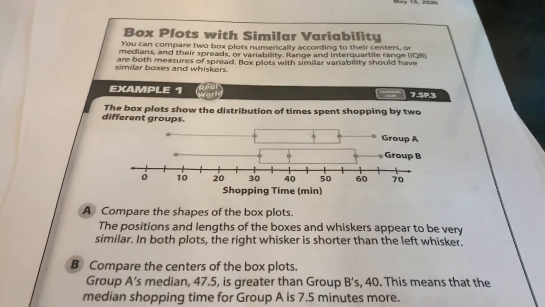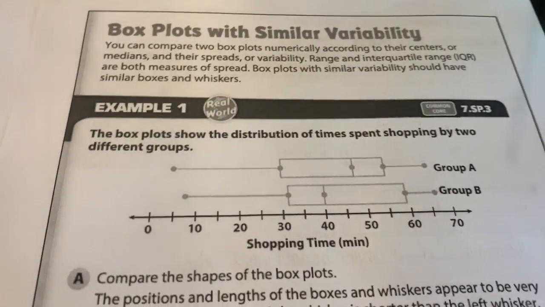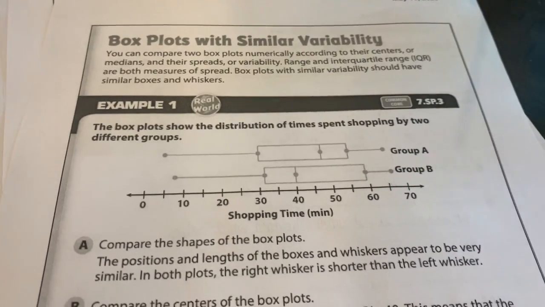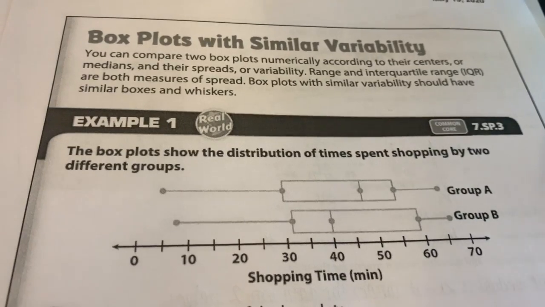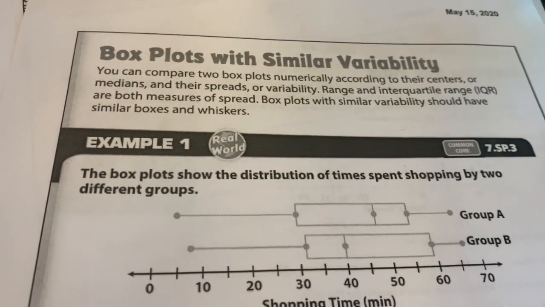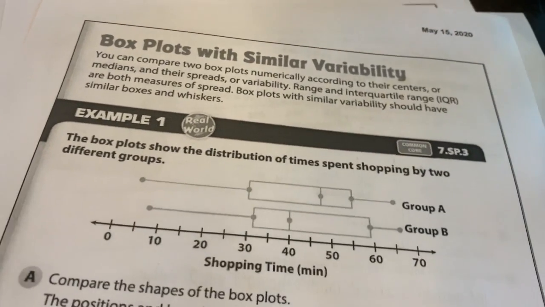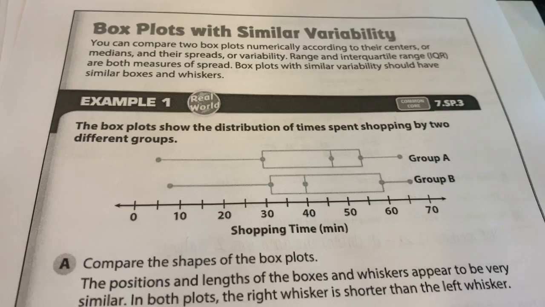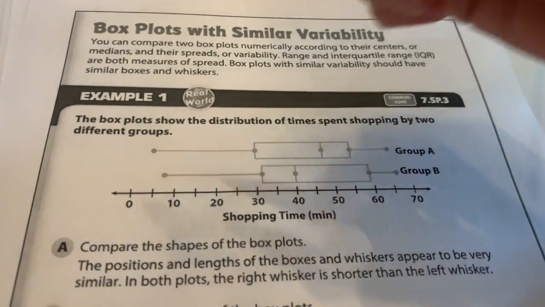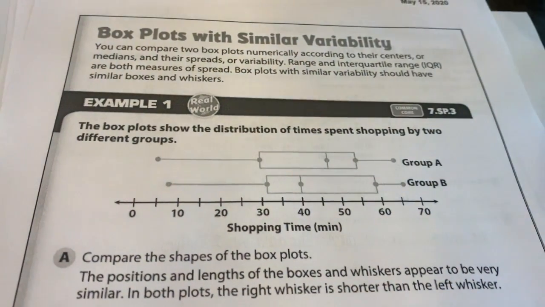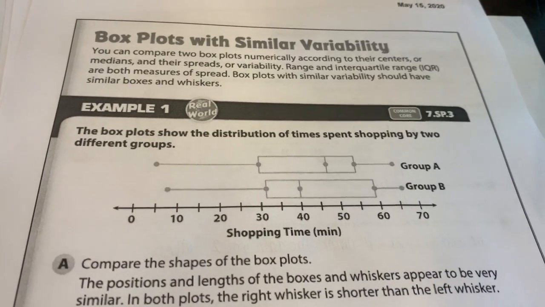So let's talk about how we can compare 2 box plots numerically according to their centers or medians and their spreads, which we are also calling variability. Range and interquartile range are both measures of spread. Box plots with similar variability should have similar boxes and whiskers. So remember that when we talked about variability for the first time, we're talking about how much the values are changing, how much they're spread out. So if the data values are spread out similarly, then their boxes and their whiskers should look pretty similar.